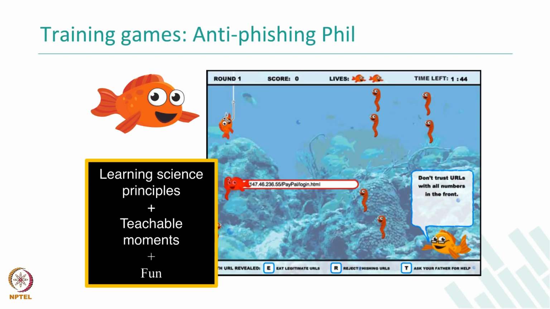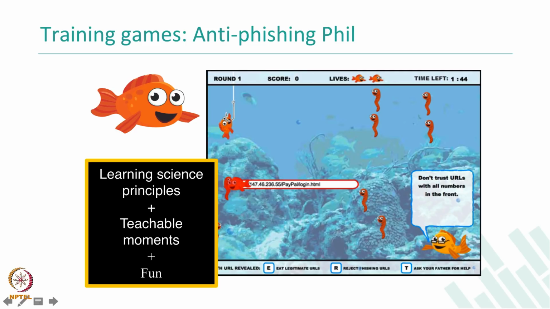in this case, if in this screen you see, E is for legitimate URLs, R is for reject phishing URLs, T is for ask father for help. So basically we created a character called Anti-Phishing Phil, which is on the left top, and there's a PhishGuru anyway on the right bottom.